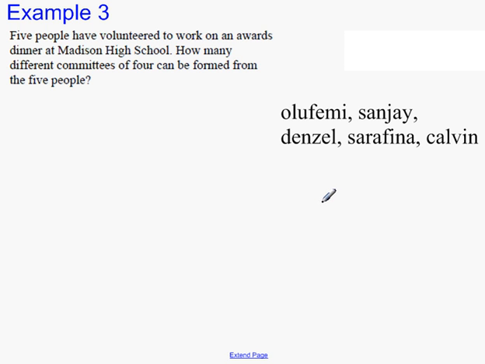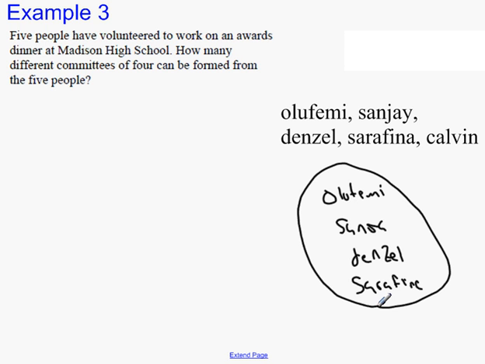If I'm going to form my committee with 4 people from here, does it matter if I say that my committee is Olufemi, Sanjay, Denzel, and Sarafina? Doesn't matter the order that I put them in. Well, I think 1, 2, 3, 4. Yep, I got 4 there. Doesn't matter what order I put them in. No, it doesn't matter because you're in the committee regardless. So this is going to be a combination.